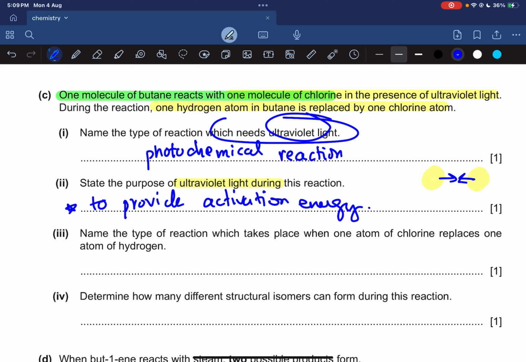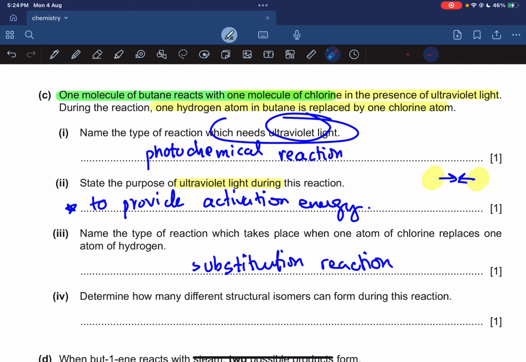Okay, name the type of reaction which takes place when 1 atom of chlorine replaces 1 atom of hydrogen. That's a substitution reaction. Why substitution? One is being substituted by the other.